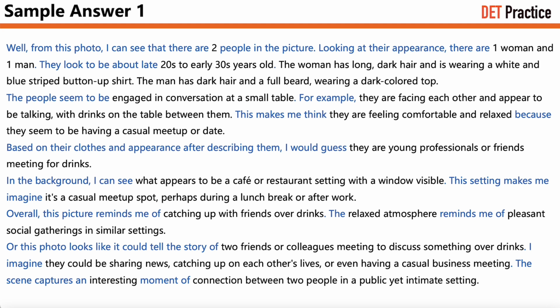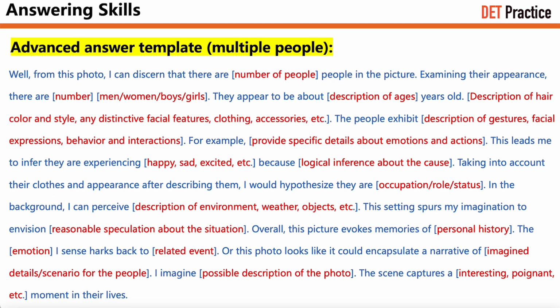Or this photo looks like it could tell the story of two friends or colleagues meeting to discuss something over drinks. I imagine they could be sharing news, catching up on each other's lives, or even having a casual business meeting. The scene captures an interesting moment of connection between two people in a public yet intimate setting. Similarly, we also provide an advanced template for increasing vocabulary difficulty, suitable for answering multi-person image questions. You can pause the video to take a screenshot to save it.